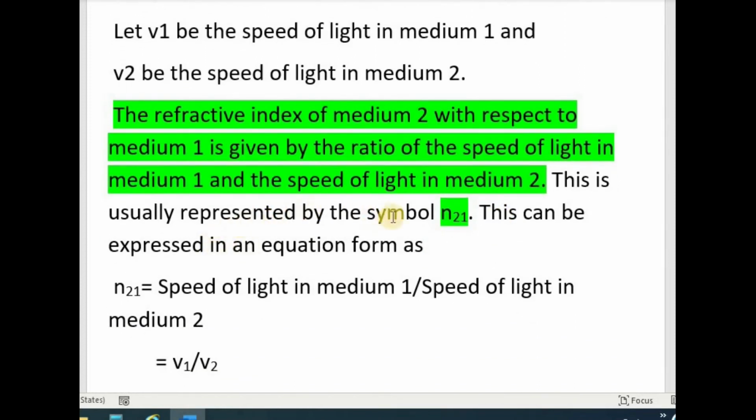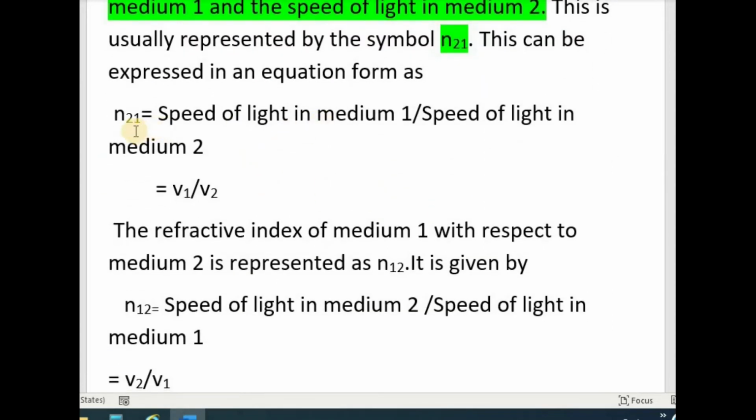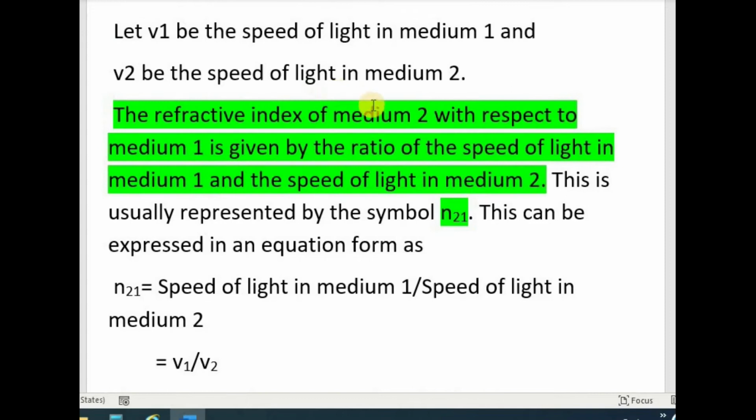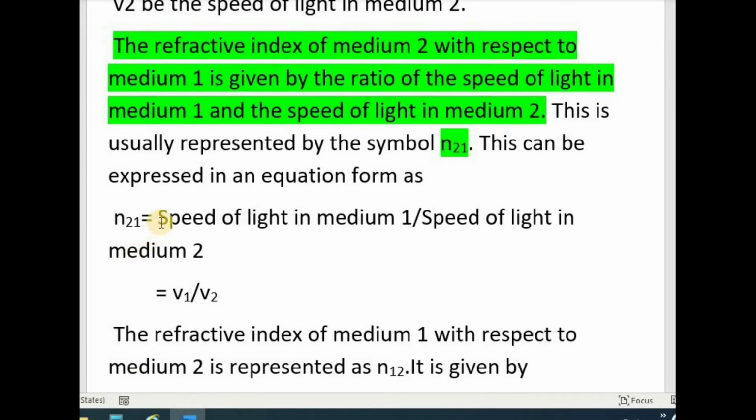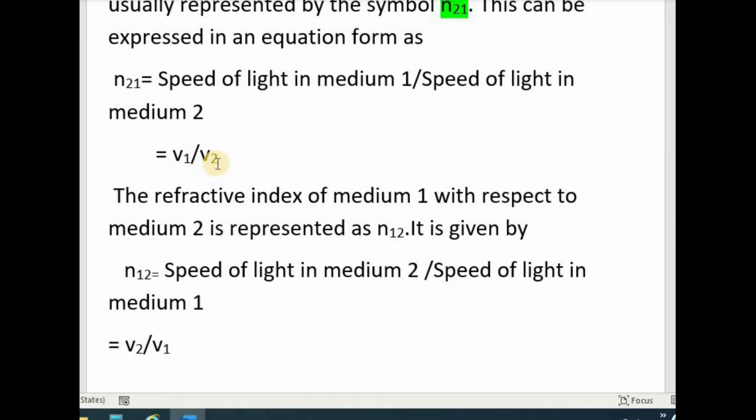This is usually represented by the symbol n21. It can be expressed in equation form as n21 is equal to speed of light in medium 1 divided by speed of light in medium 2. What is meant by n21? The refractive index of medium 2 with respect to medium 1 is given by the notation n21, which can be calculated as speed of light in medium 1 divided by speed of light in medium 2, that is v1 by v2. n21 is equal to v1 by v2.